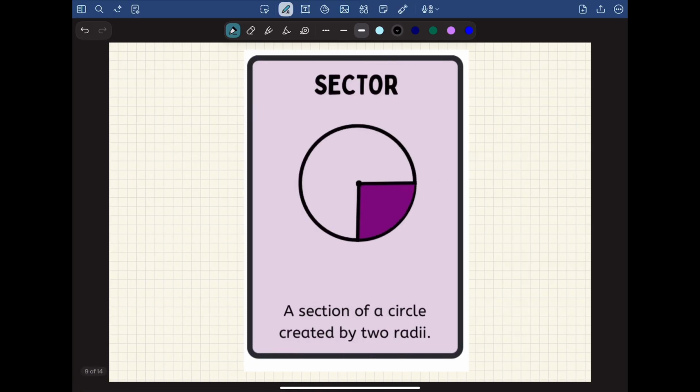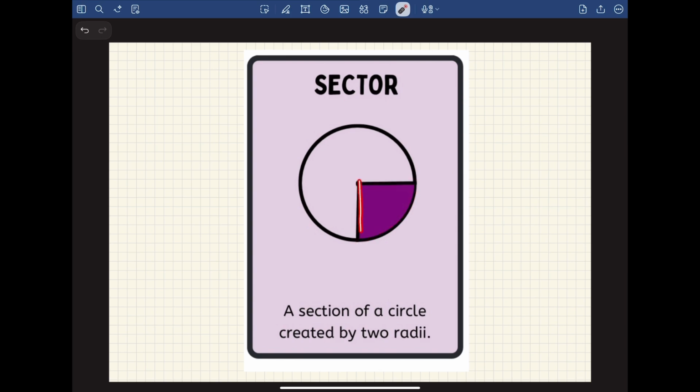Okay. Now, what is a sector? A section of a circle created by two radii. So, this is the center, this is the circumference, this is radius 1, center, circumference, again a radius. So, the section of a circle created by two radii is known as the sector.